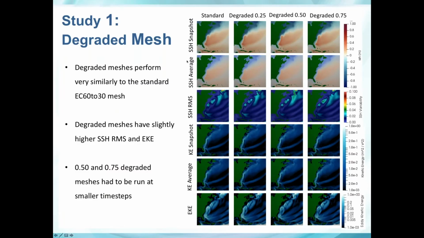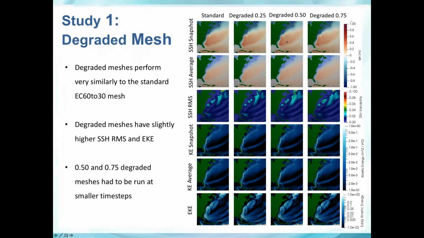So this is the results from the degraded mesh study. I have the 4 meshes across the top, so standard and then degraded 0.25, 0.5, and 0.75, and then just a variety of different ocean metrics. And what you'll see here is looking across from, say, the standard mesh to the most degraded mesh, there's very, very little change. The degraded meshes seem to perform very, very similarly to the standard meshes. The only real difference seems to be that the variability measures, so sea surface height, root mean squared here, and eddy kinetic energy here, are slightly higher in the degraded meshes, but it's a pretty small effect.